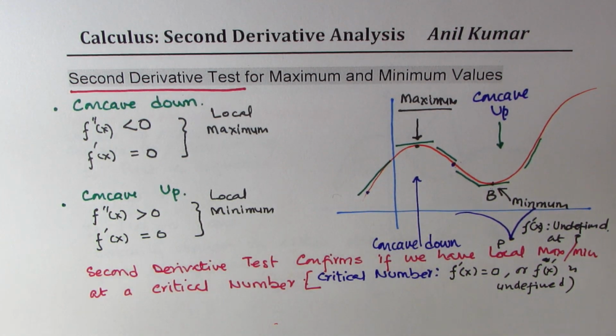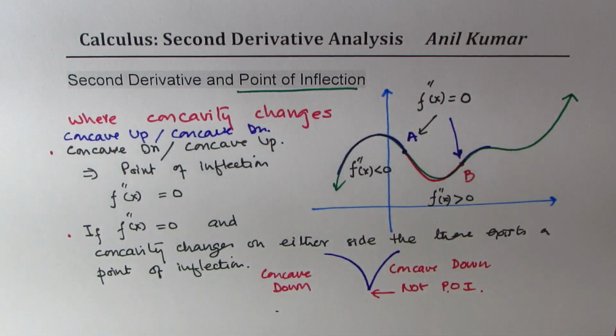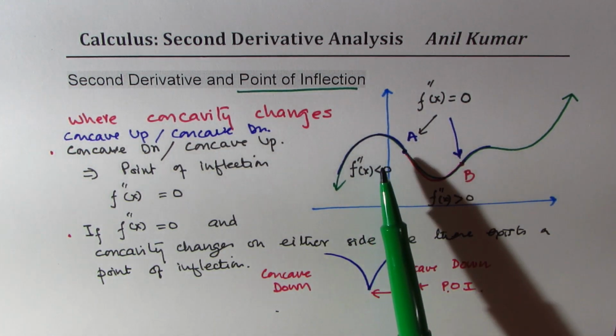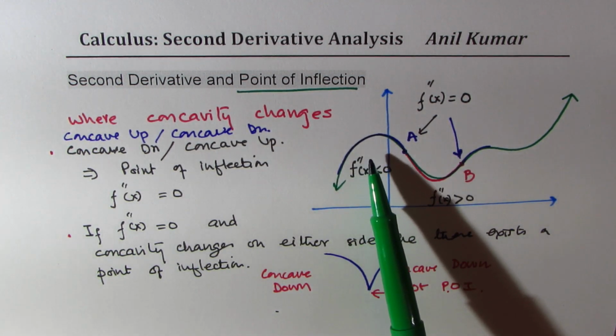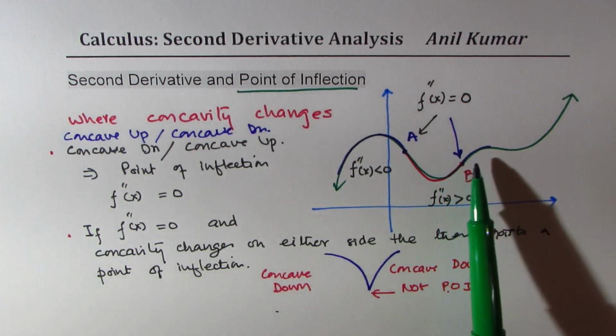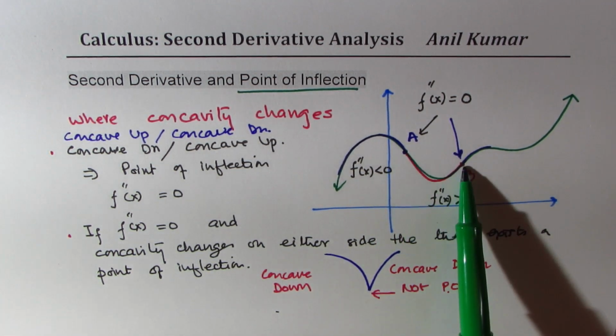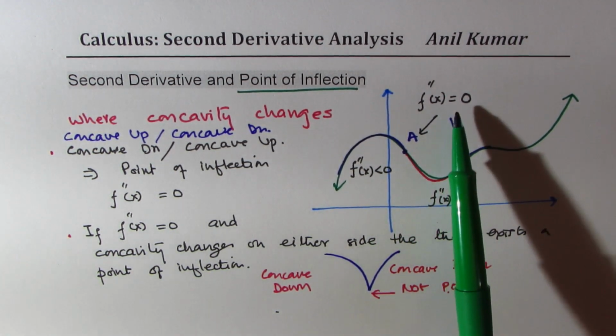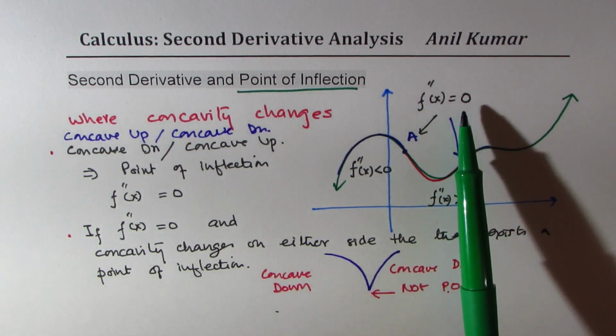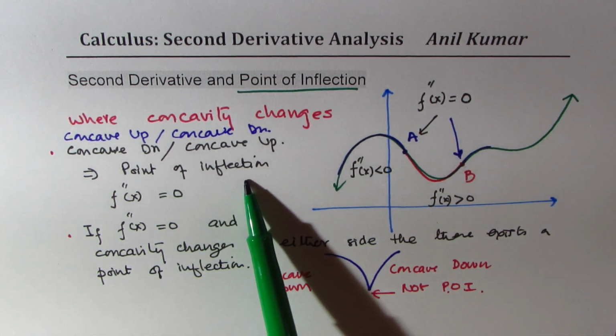We also saw that a change of concavity leads to a point which is called a point of inflection. If the concavity changes from concave up to down or from down to up, then in between the second derivative is going to be 0. At this point there exists a point of inflection.